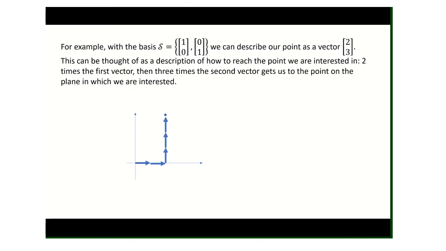So, with our standard basis, we can describe our point (2, 3) as the vector (2, 3), which means the description of how to get there: going 2 times the first vector, then 3 times the second vector. So you can see we're getting to a multiplication. And that's what we really have when we have coordinates. It's a multiplication.